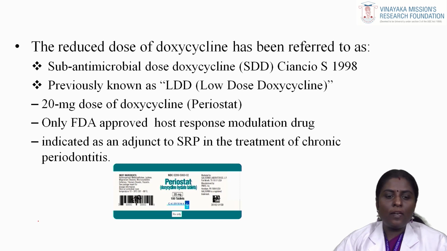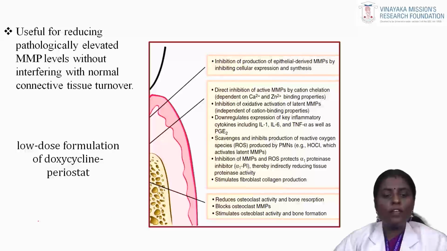In the market, it is available as a 20 mg dose of doxycycline, that is Periostat. The only FDA approved host response modulating drug is doxycycline, that is Periostat. It is indicated as an adjuvant to SRP in the treatment of chronic periodontitis. Students, please note, it is not used as the main therapeutic agent for periodontitis. It is used as an adjuvant to SRP in the treatment of periodontitis patients. And here you can see the Periostat tablet. It is available in 20 mg form. So they are useful for reducing pathologically elevated MMP levels without interfering with normal connective tissue turnover.